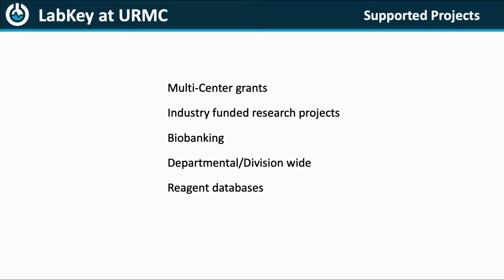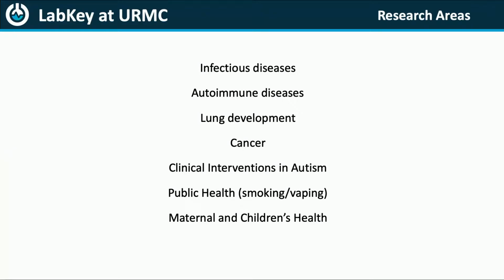So our group supports a variety of projects. These can be multi-center grants, industry-funded research projects, biobanking, departmental or division-wide implementations, and then reagent databases. The areas that we've helped in are infectious diseases: HIV, AIDS, influenza, RSV, respiratory syncytial virus; autoimmune diseases like rheumatoid arthritis, psoriasis, lupus; lung development. So we have a biobank looking at infant lung development, a cancer biobank, clinical interventions in autism, public health, and these are hot topics these days, smoking and vaping, and maternal and children's health. So a variety of research areas and a variety of research types.